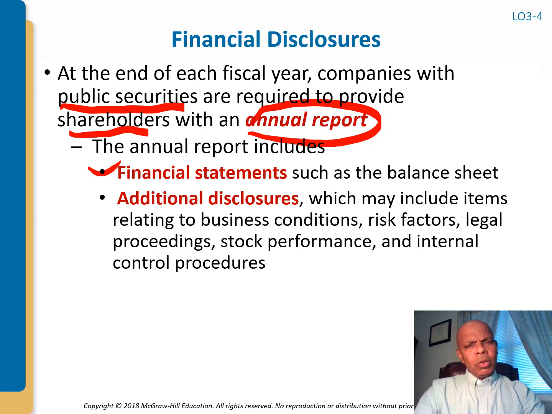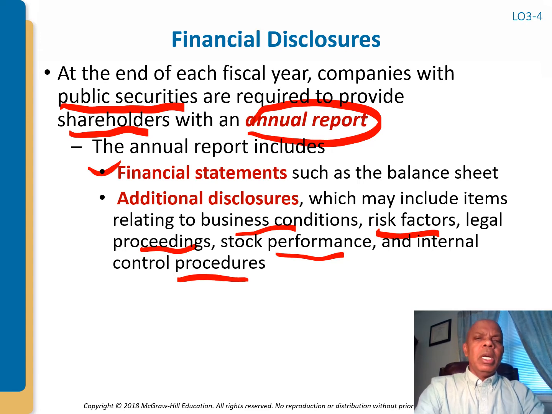So if I look at their financial statement, there's an item that I don't understand. Without the disclosure, I might not make a decision as to whether I invest or not without knowing what that item is. This is a material item, so they have to explain what it is. Okay, it's an extraordinary item, a big loss for that year, maybe a flood or a fire. Disclosure may include items related to business conditions, risk factors, legal proceedings, stock performance, and internal control procedures. Everything is supposed to be included. That's the disclosure.